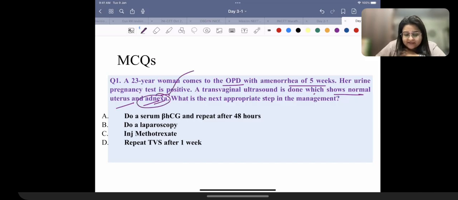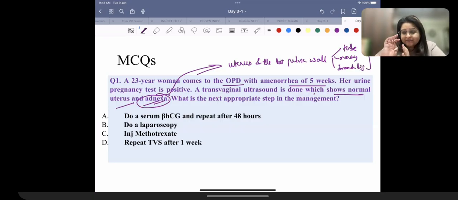What do you mean by adnexa? What is the exact meaning of adnexa? Adnexa means those structures which lie between the uterus and the lateral pelvic wall. So what structures lie there? The fallopian tube, the ovary, and all the supports, the ligaments, like the broad ligament of the uterus. These constitute the adnexa. If you encounter this word, you should know what it means.